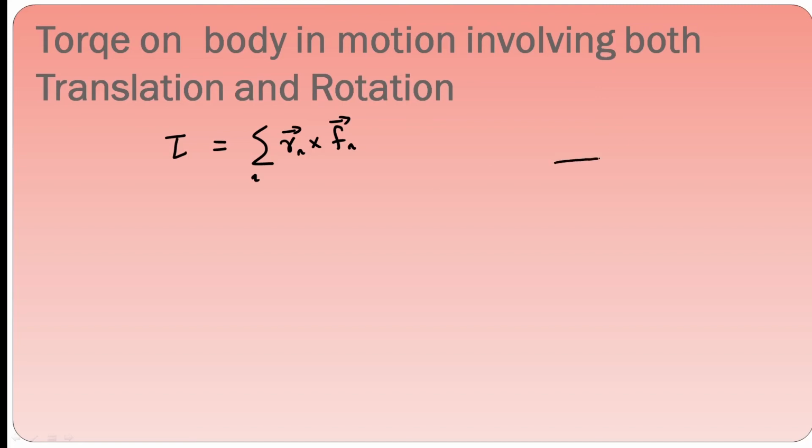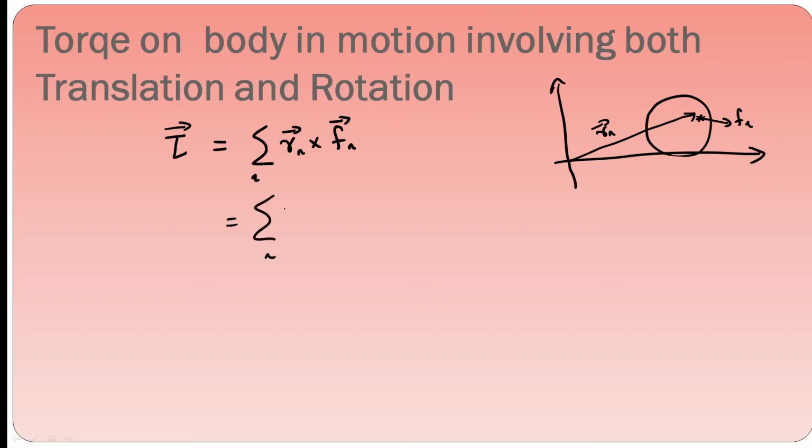That is, suppose you have this coordinate system. The body is moving. You take a particle, say the force acting on it is Fi, and its position vector is Ri. The total torque will be summation over i Ri cross Fi. This is a torque, summation over i Ri cross Fi. As in the previous case, we can write summation over i, Ri is Ri dash plus R, Ri dash plus R cross Fi.